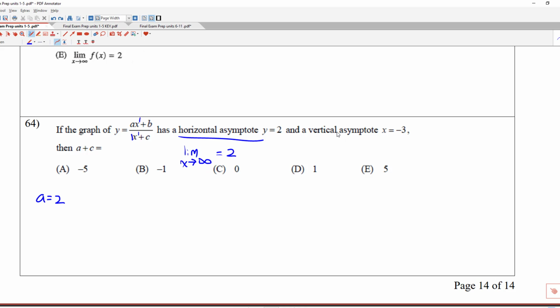To find C, I'm going to guess we're going to have to use the vertical asymptote, because those are the 2 pieces that we haven't used yet. Vertical asymptote is whenever the denominator is equal to 0. So I'm going to set this x plus c equal to 0. And that happens at x is equal to negative c. Oh, and then what is that x coordinate? The x coordinate is negative 3. So I'm going to come back here and say negative 3 is equal to negative c, and therefore c is equal to positive 3. It's asking us, hey, add A and C together. 2 plus 3 is 5. Correct answer is E. And I guess I can check my answer key really quickly off the side, and I did get E as well.